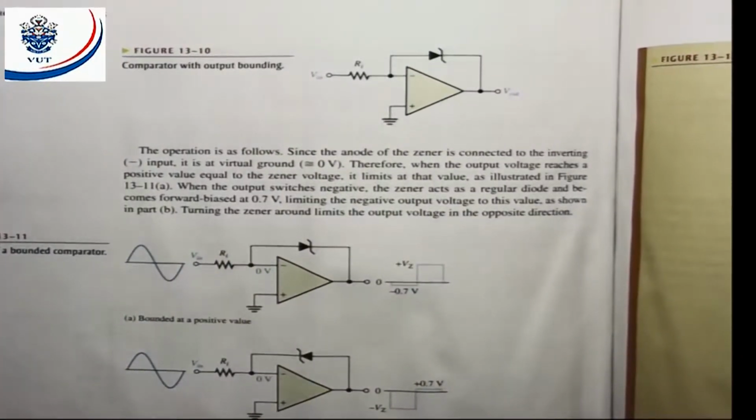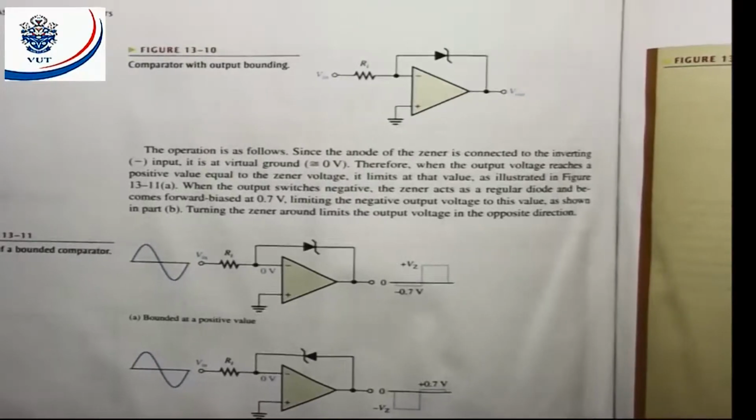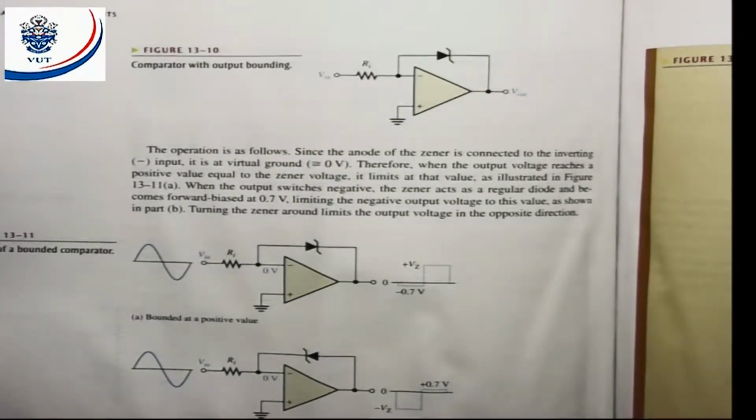All right, there's a circuit with output bounding. We got a Zener diode there. Now, Electronics 2. No, where did you do Zeners? Electronics 1. Yes, Electronics 1. That means you know all that work. How do we normally use a Zener diode?